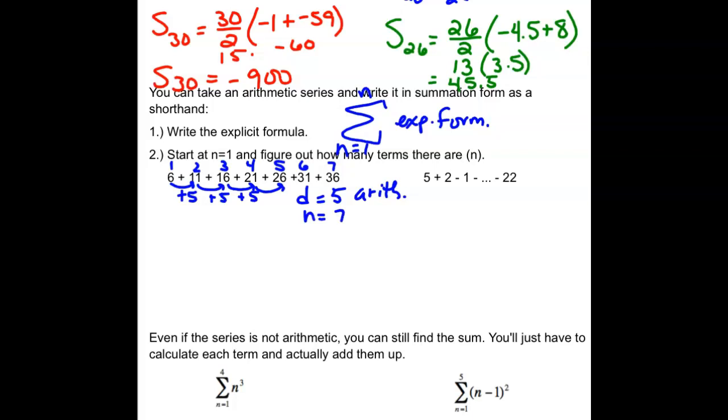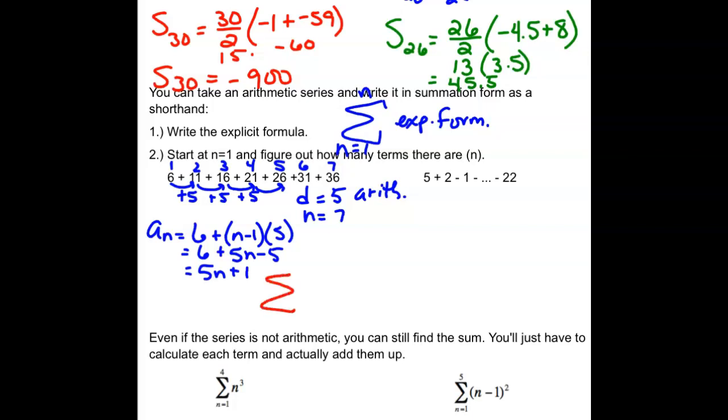And we need to figure out the rule for this. Okay, so a sub n, our generic formula for our sequence. We take our first term, which is 6, plus n minus 1 times our common difference, which is a 5. All right, distributing, we've got 5n minus 5 plus the 6 would end up being 5n plus 1. So now we can plug things into our summation notation.